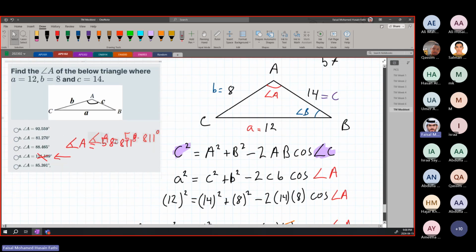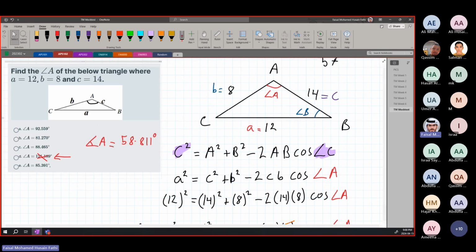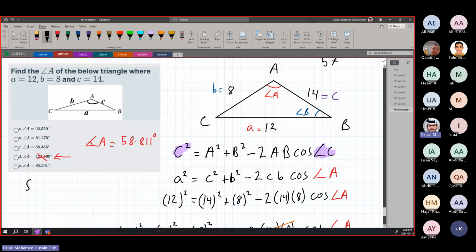Sometimes Moodle does make mistakes. Sometimes they plug in the wrong answer, or sometimes they put the wrong question as well. So I'm guessing this would be the angle for C. Let's try to find angle C using the sine rule. The sine rule would be sine of angle C over side C, which is 14, equal to sine of angle A over side A.